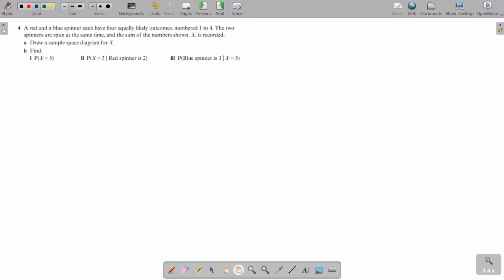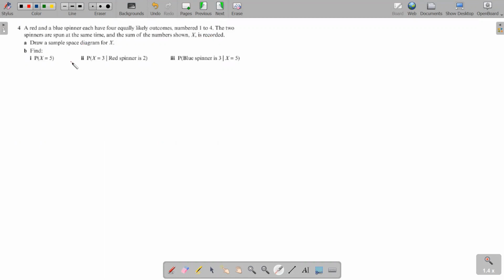All right, so next we'll move on to question number 4. They say a red and a blue spinner each have 4 equally likely outcomes, numbered 1 to 4. So there are 2 spinners, each of them has numbers 1 to 4, and all the numbers are equally likely. The 2 spinners are spun at the same time and the sum of the numbers shown, X, is recorded. Draw a sample space diagram for X.